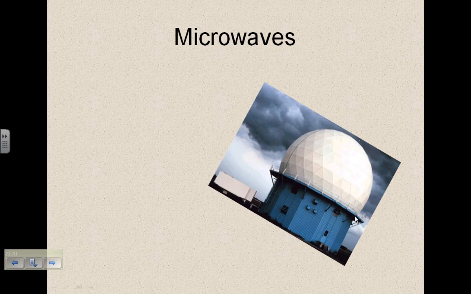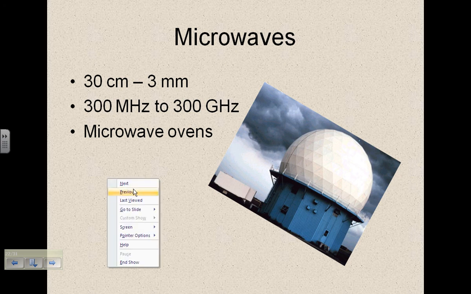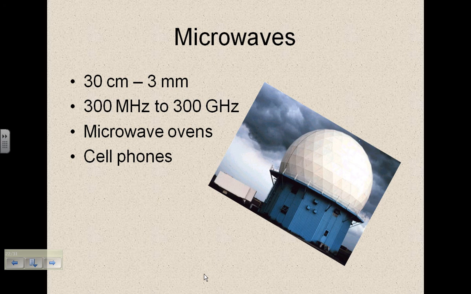So microwaves, this is a Doppler radar installation, and microwaves are from 30 centimeters to 3 millimeters, from 300 megahertz to 300 gigahertz. We use them in microwave ovens. Remember, microwave ovens work because they resonate the water molecules. We also have cell phones. Remember cell phones had radio waves? So microwaves are right next to it. So they're about the same. Doppler radar also used microwaves.